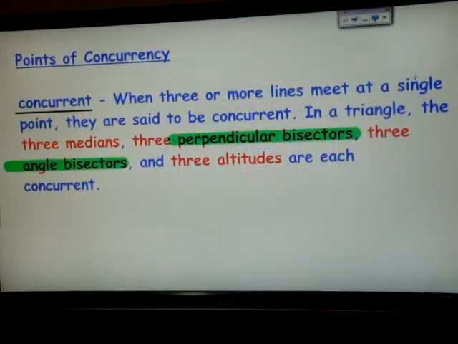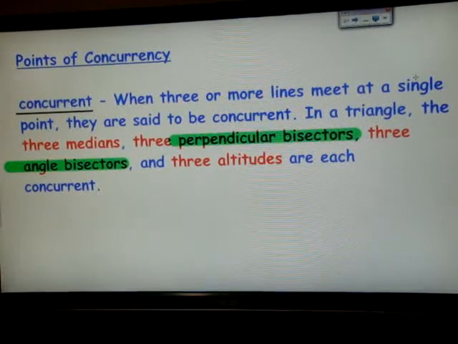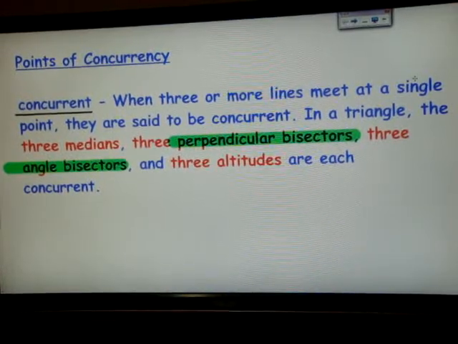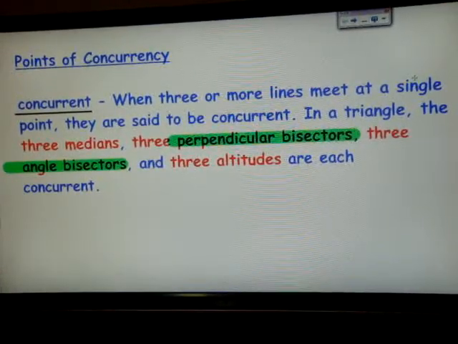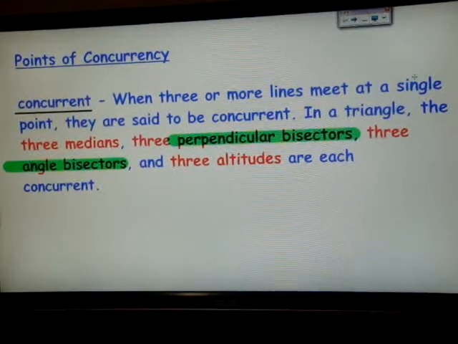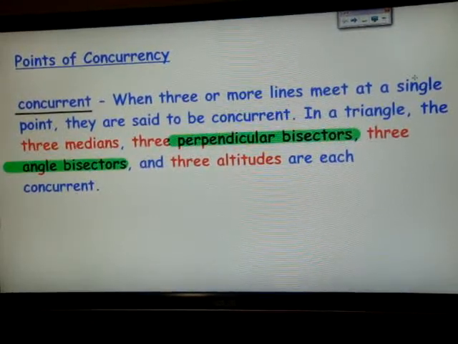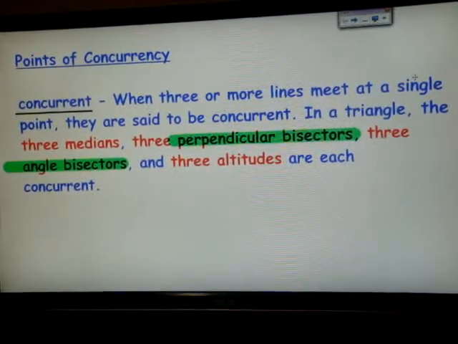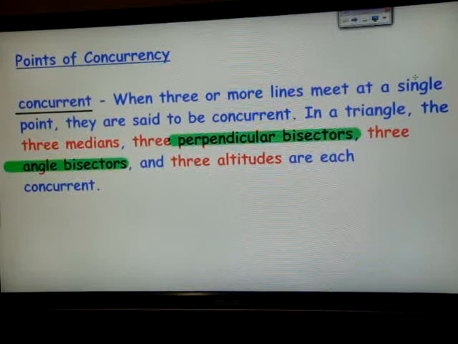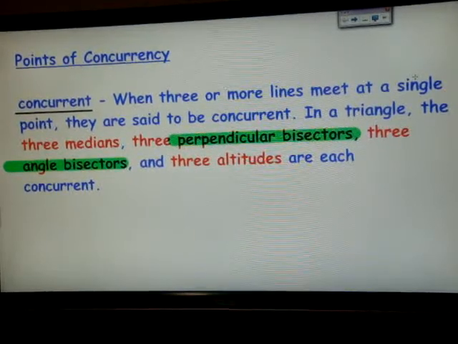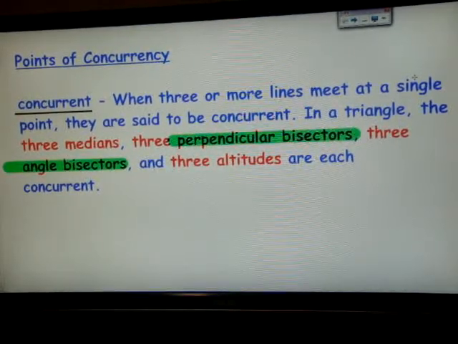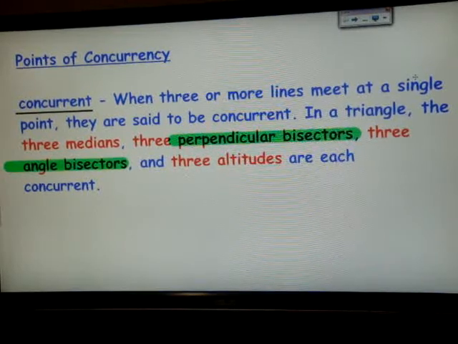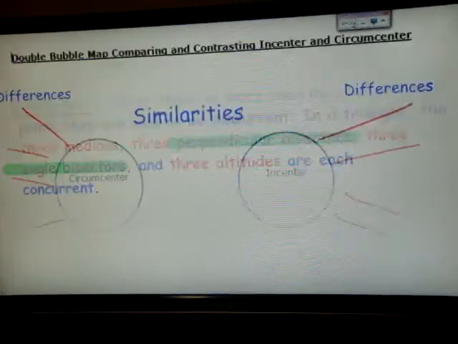It's easy for 2 lines to meet at one point, but for 3 or more to meet at a point, that makes it a little bit more difficult. When we're dealing with triangles, some of the lines that we might use could be medians, perpendicular bisectors, angle bisectors, and altitudes. Now, I highlighted perpendicular bisector and angle bisector because we actually use those today. Tomorrow in class, I am going to show you medians, because it's something that's very important as we go through things in life.